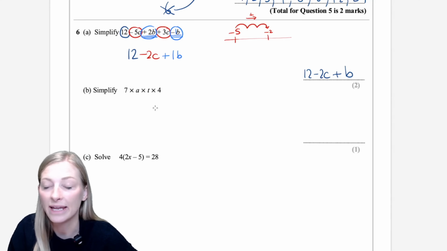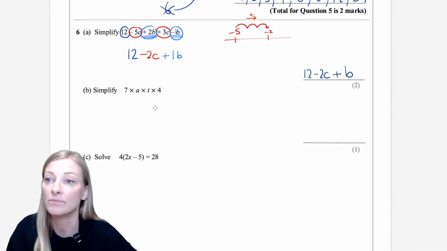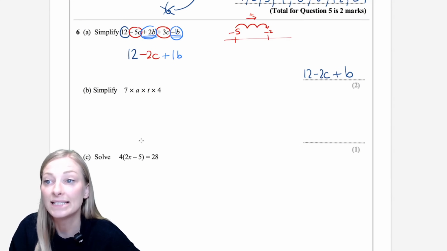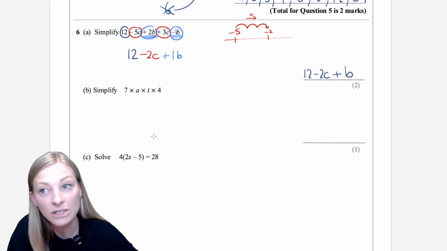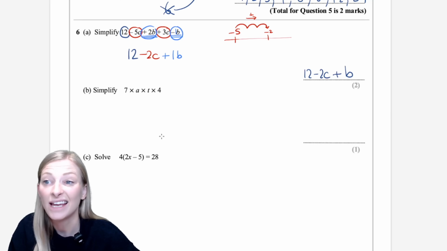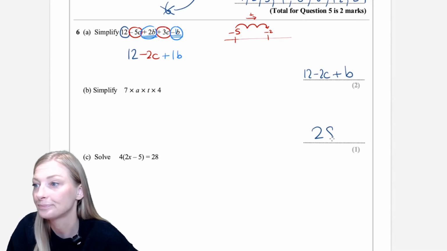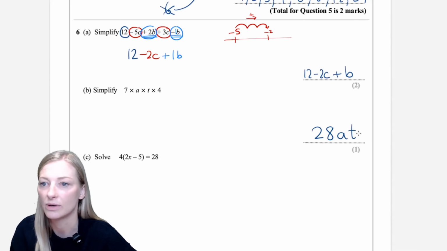Part B, 7 times a times t times 4. And we're multiplying here, so we don't need to worry about like terms. We can just go ahead and do it. 7 times 4 is 28, multiplied by a, multiplied by t is 28at. So I can just smush it all together when I'm multiplying.